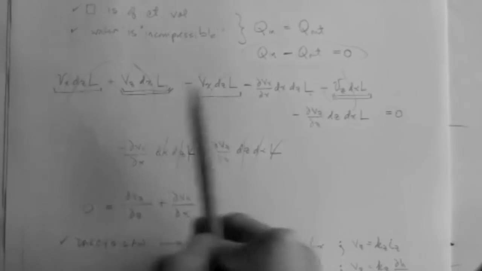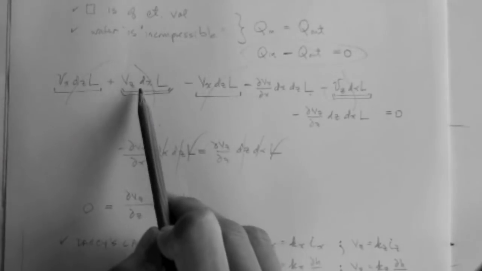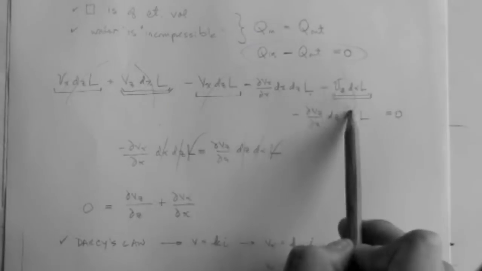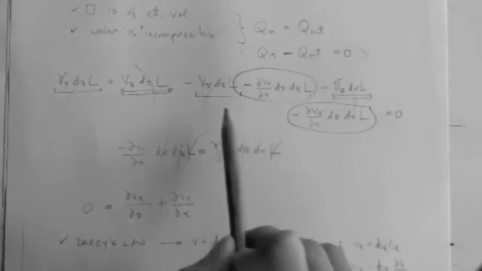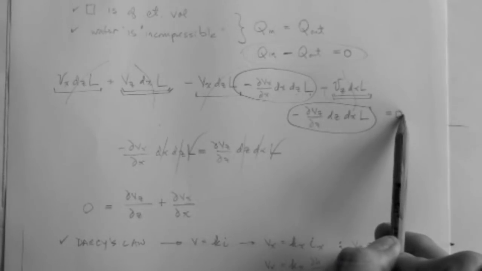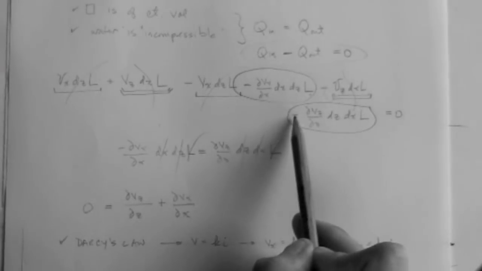Now, once we have written everything out, realize that some of the terms are repeated. So Vx dzL minus Vx dzL. This one goes with this one. Vz dxL, Vz dxL. That one goes with that one. And we are left with this term and this term. So minus that equals 0. Which is to say, minus this equals this, because we can move this negative quantity to the other side, and it becomes positive. So we are left with this.